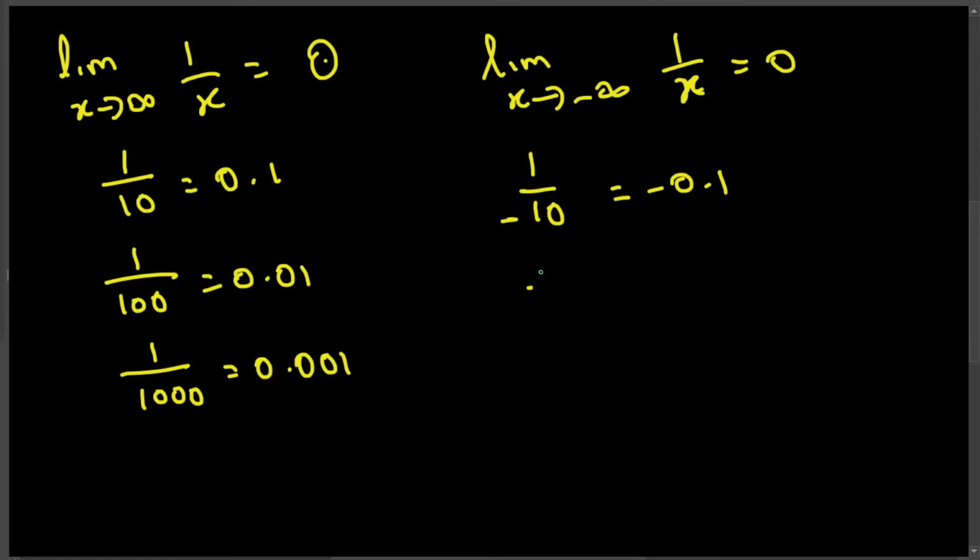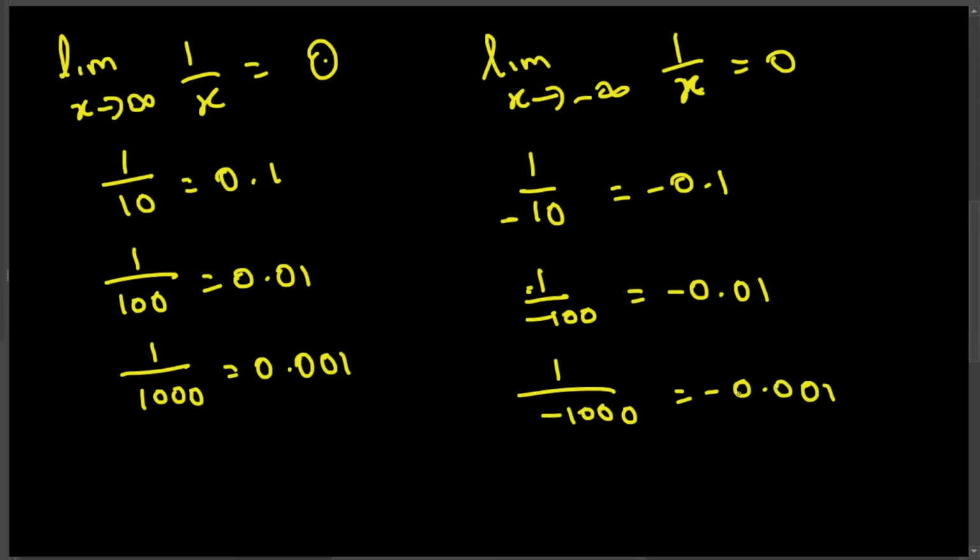And if you put 1 over negative 100, that's going to give you negative 0.01. And if you put 1 over negative 1000, that's going to give you negative 0.001. And you can see as the x value in the denominator becomes a larger negative value, it approaches 0 as well, right? So in both ways we are getting 0. When the limit as x approaches infinity of 1 over x is 0. That's it for this one.